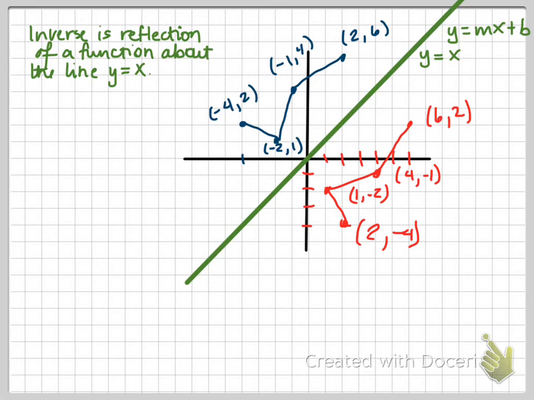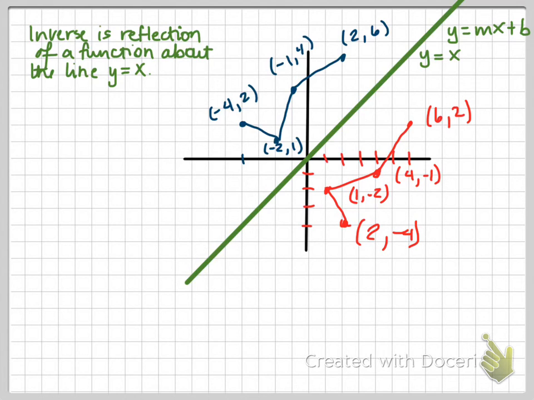Now remember when we had our transformations with the absolute value, we said that if it flipped over the x-axis, that was reflection about the x-axis. So in this case, this is the same thing. Reflection of it about the y equals x just means it's flipping about this line in the middle. It's flipping over this diagonal line. That acts kind of like a mirror, so we see the mirrored image.